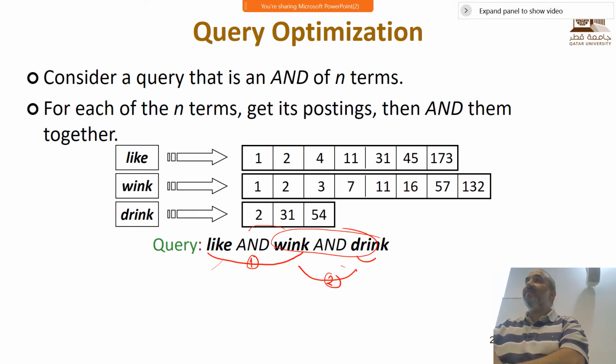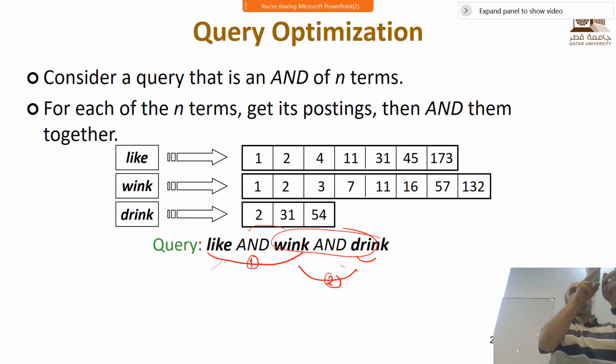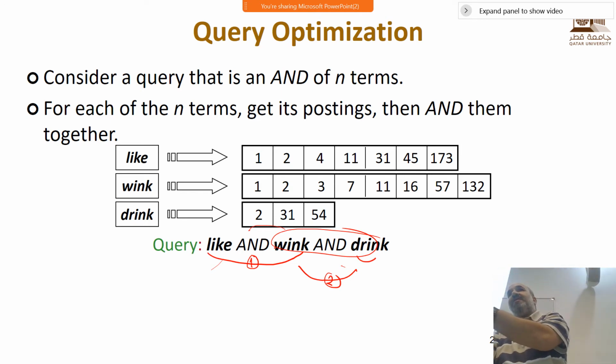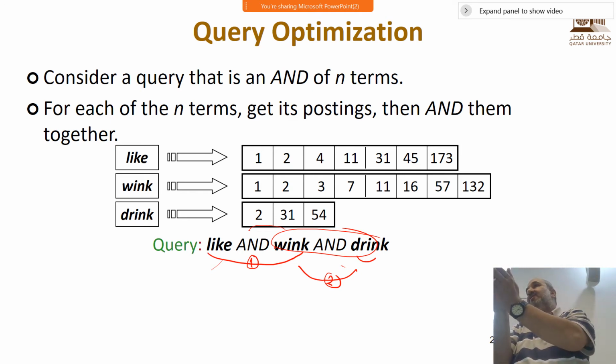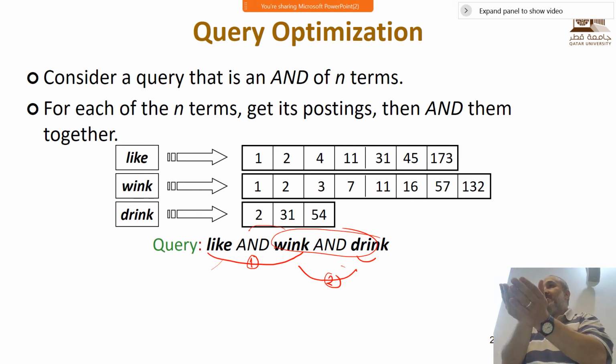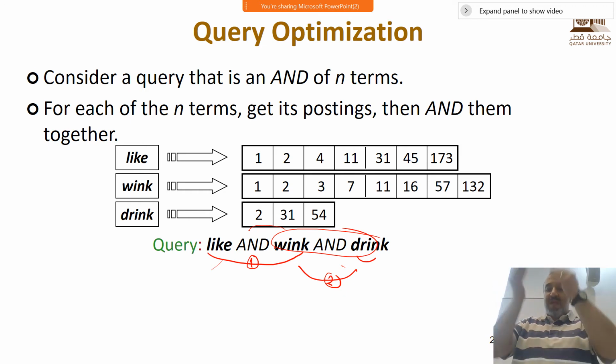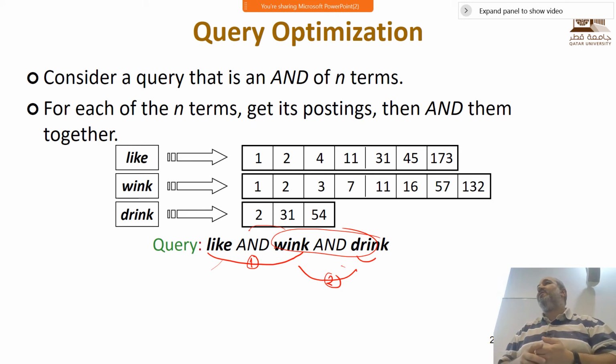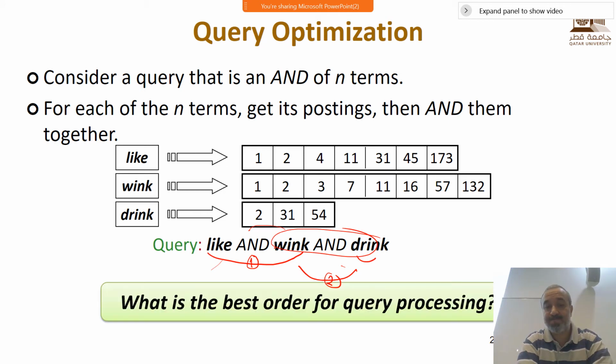Why? Because they are the shortest, and when we do the shortest, the resulting list or answer will be even shorter than them. Okay, so we'll do that. Then we do the AND with the other one. Then the chance is higher that we don't go through very long lists. Okay, so that's a quick idea about query optimization.